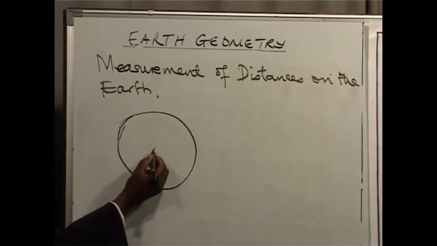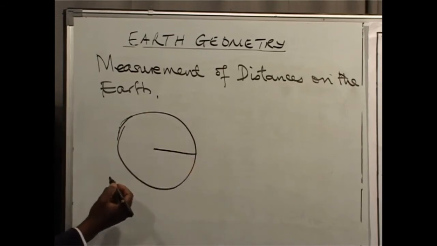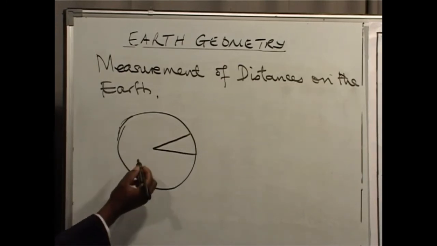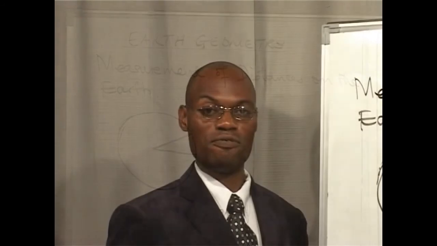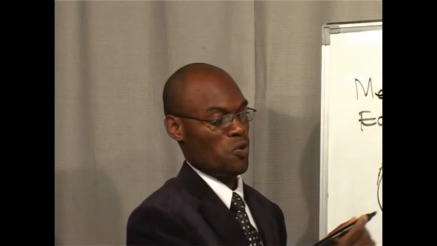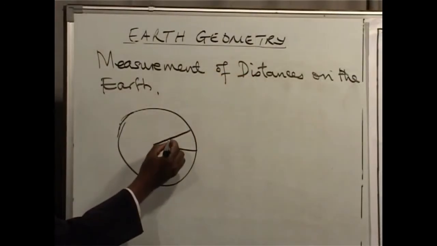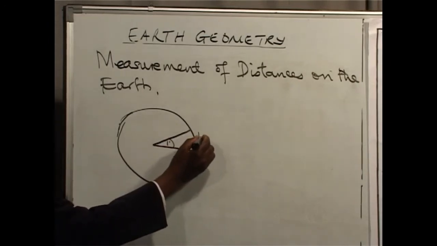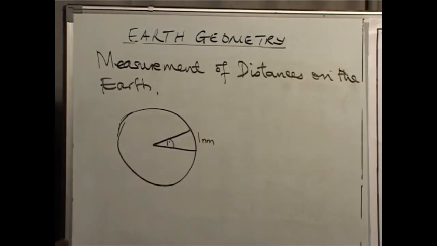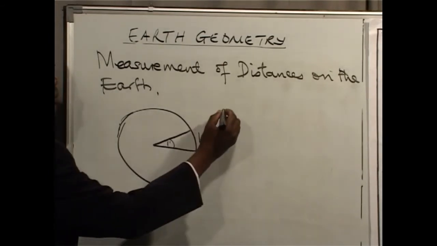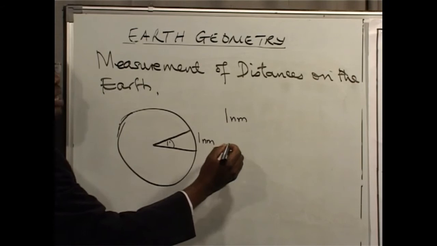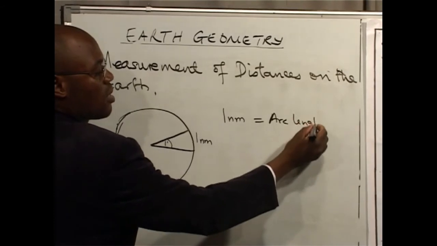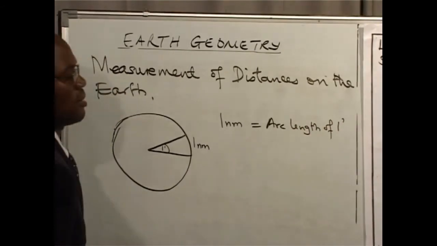Now we consider this to be the center of the Earth, and then the 2 radii. Now, according to the definition that we've just given on the nautical mile, we said that it subtends an angle of 1 minute at the center of the Earth, and then the length of an arc becomes, that is the 1 nautical mile. So we can simply say that 1 nautical mile is equivalent to an arc length of 1 minute.